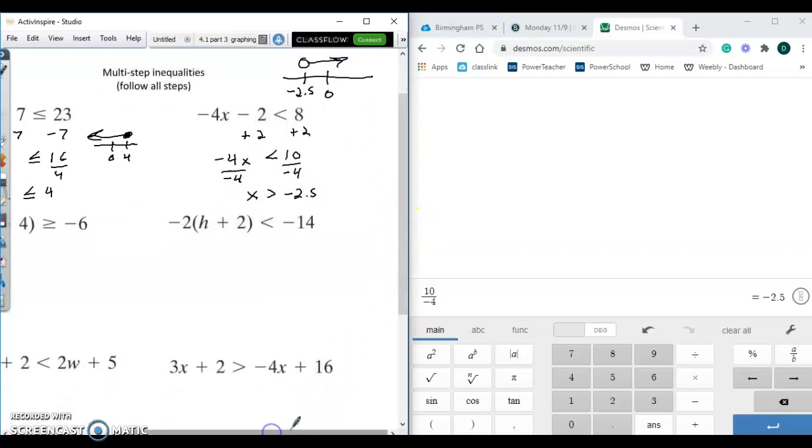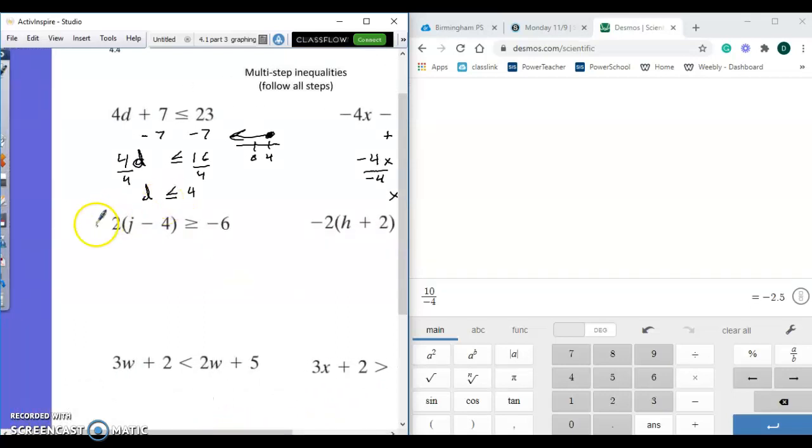All right, next problem. We have to distribute here, so we would do 2 times j, 2 times negative 4. So if you need to do the box problem here, remember the box that we were working on, where we have a 2 out here. Here we have a j, negative 4. So this will be 2j, negative 8. So we would write that 2j minus 8 greater than or equal to negative 6.